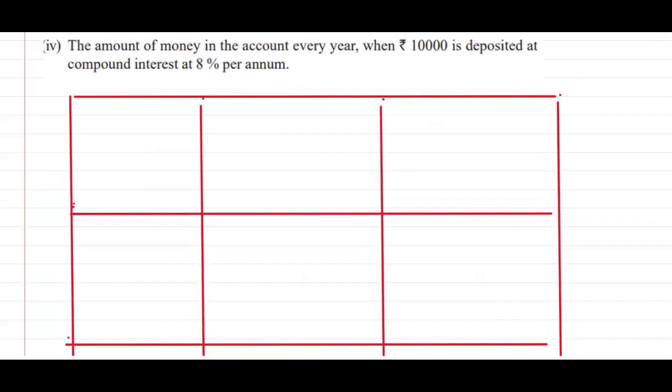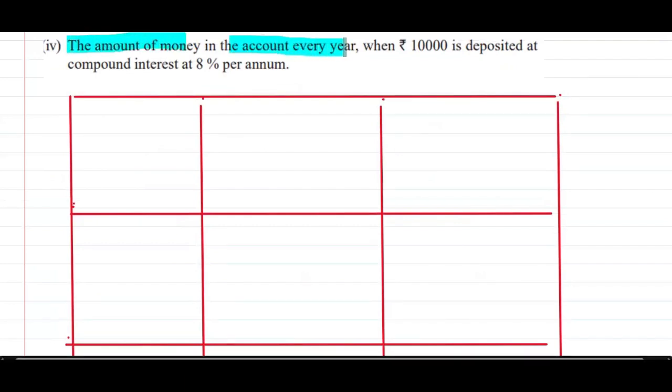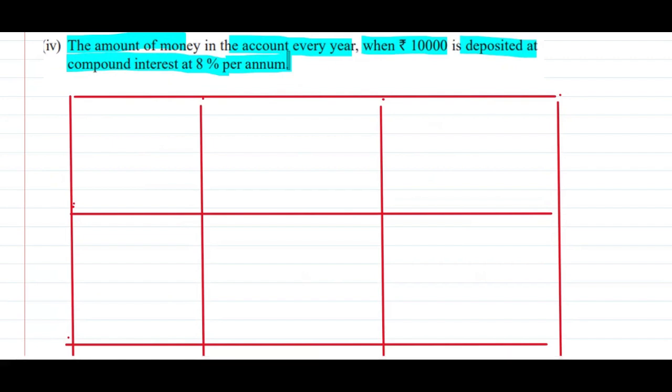Now what's the fourth question? The amount of money in the account every year when rupees 10,000 is deposited at compound interest at 8% per annum. So basically it is a compound interest question. Here 10,000 is the principal amount, deposited at compound interest. So the rate is calculated according to compound interest, 8% per annum. So here the rate of interest is 8%.